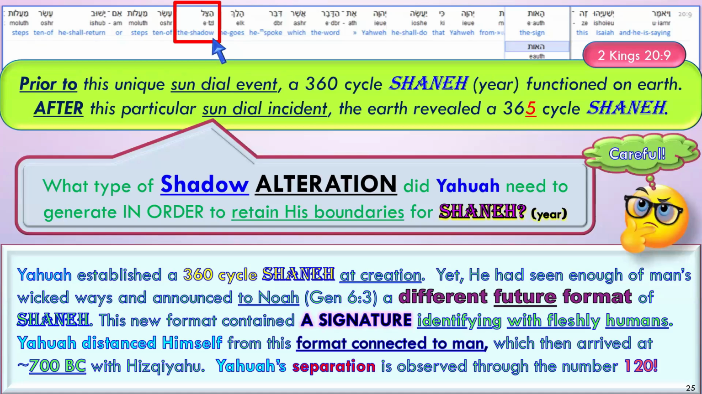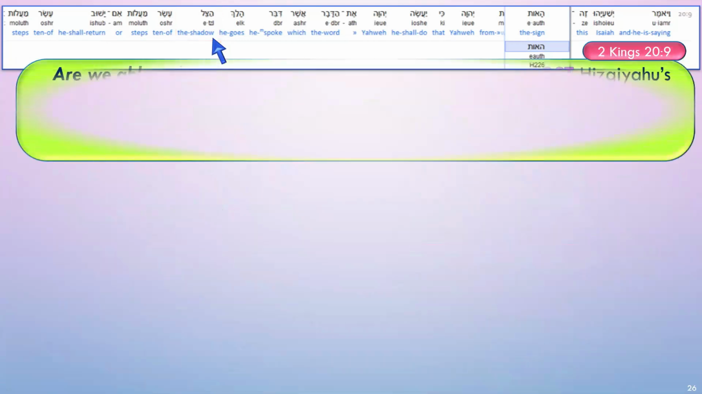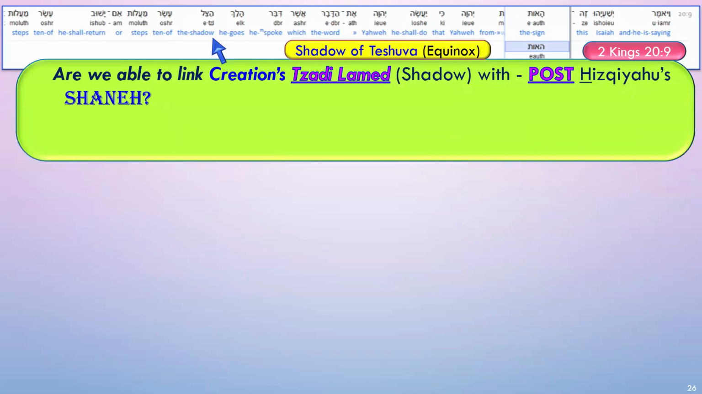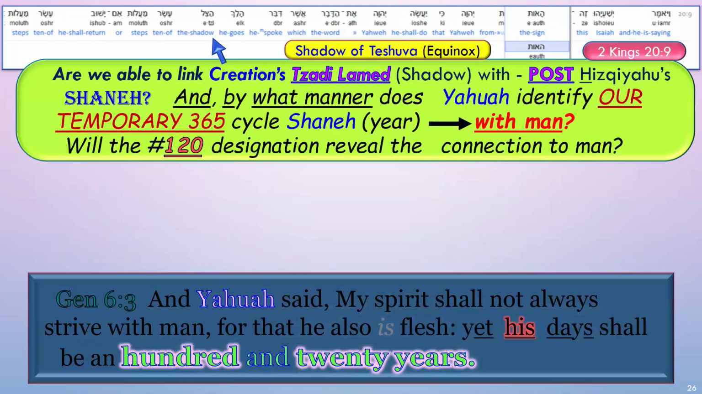Yahuwah's separation is observed through the number 120. His separation. Are we able to link creation's Tzadi Lamed shadow with post Hezekiah's Shana? That Tzadi Lamed shadow is the shadow of Teshuva at equinox. Does that connect with the year after Hezekiah, after his life? And by what manner does Yahuwah identify our temporary 365 cycle Shana year with man? How is that identification possible? Will the number 120 designation reveal the connection to man?